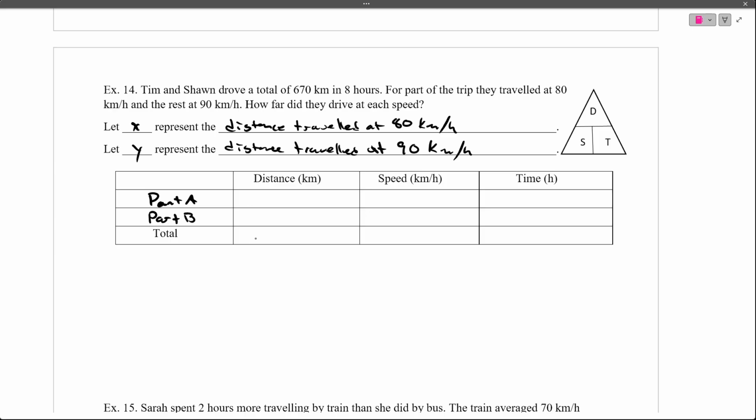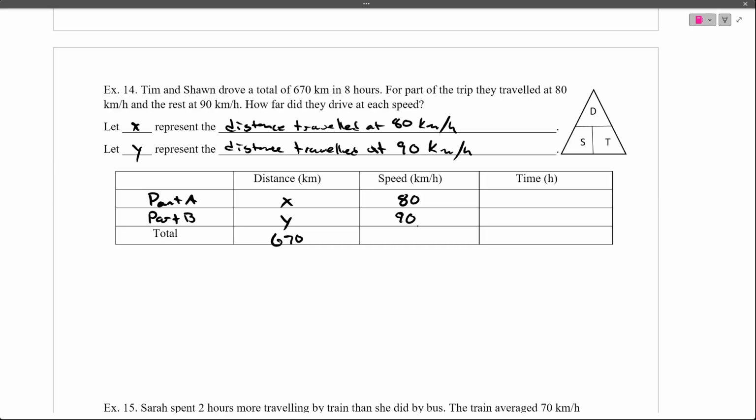Just keep it simple. Now, again, x represents the distance traveled. Oh, that's that first distance. And y represents the distance traveled in the second part. And combined, we traveled 670 kilometers. I'm just going to erase that. I got a little overzealous on that one. So these combined equal 670 kilometers. Great. How about speed? We know the speed. We know in the first leg, the speed was 80 kilometers per hour. On the second leg, the speed was 90 kilometers per hour.